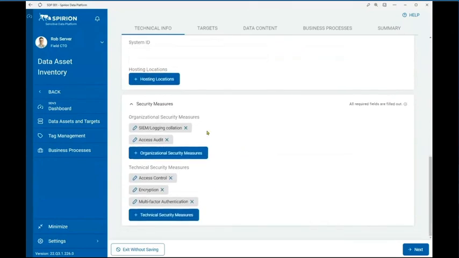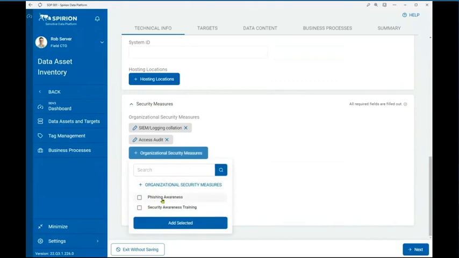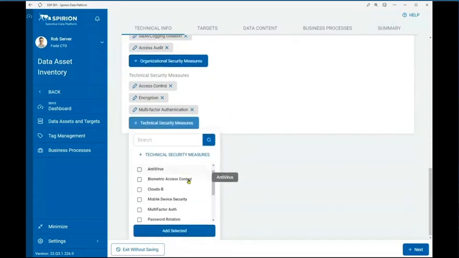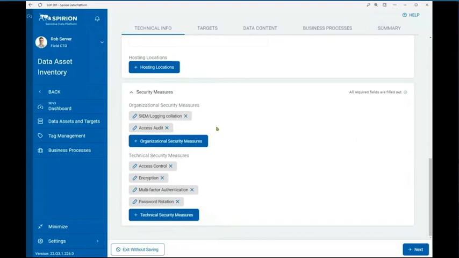So in this case, we're looking at SIEM and log collection and access logging are in there. Maybe we want to add in password rotation as an item on there, and actually, I think that is a technical security measure. So you can go ahead and add in different items there to change the security measures and the mitigations.